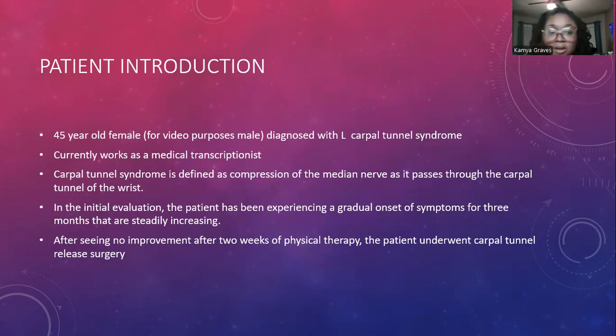As we all know, carpal tunnel syndrome is defined as a compression of the median nerve as it passes through the carpal tunnel of the wrist. In the initial evaluation, the patient has been experiencing a gradual onset of symptoms for 3 months that are steadily increasing. It was recommended by the doctor that if the patient did not see any improvement after the first 2 weeks of physical therapy, then they would need carpal tunnel release surgery. And that's what occurred in the reevaluation. So they did go ahead and have that surgery.